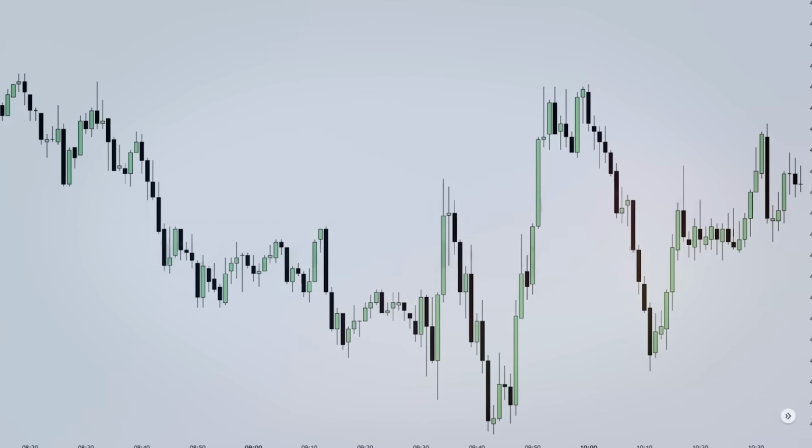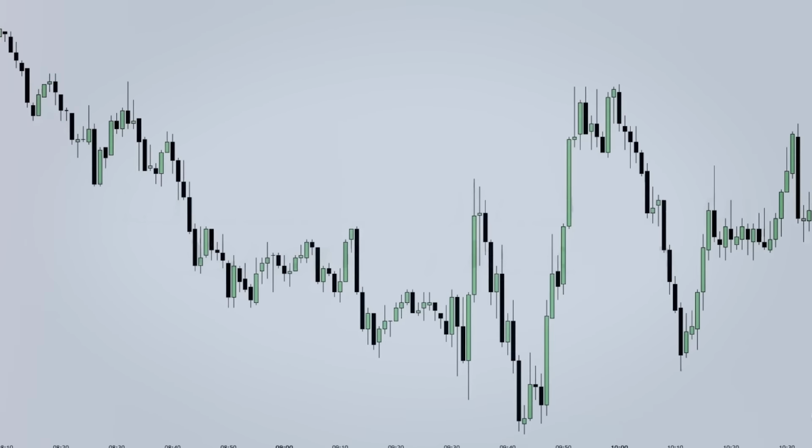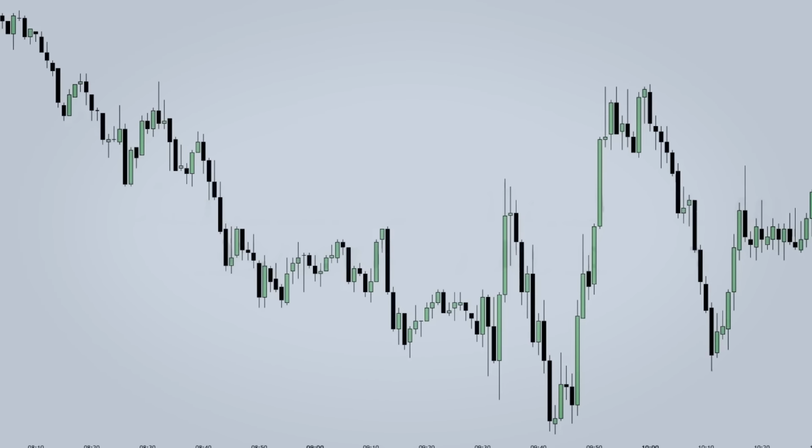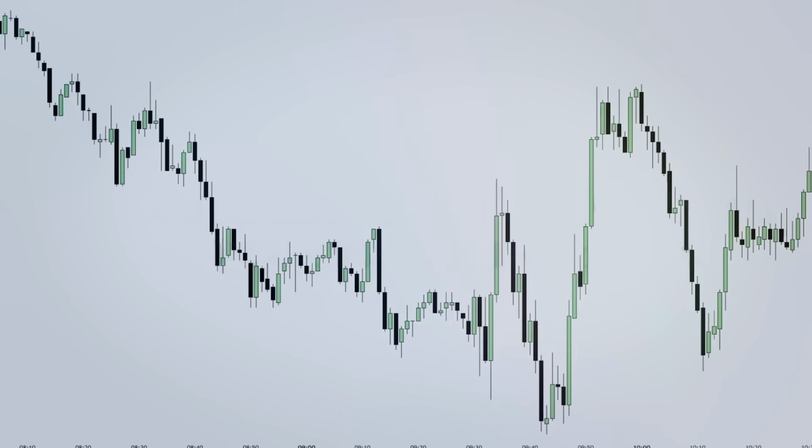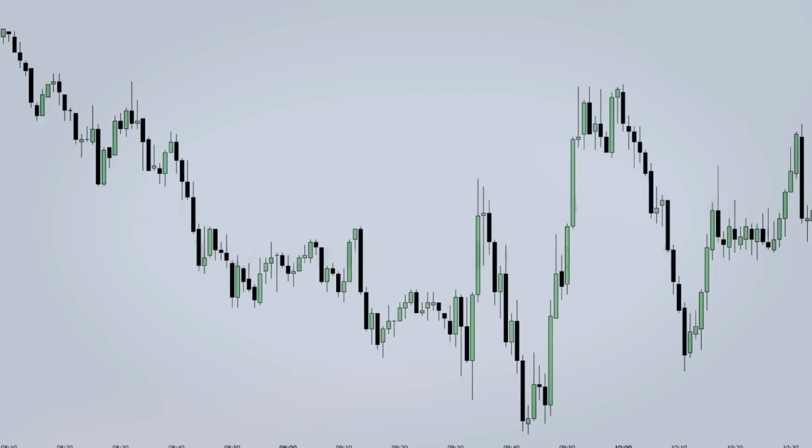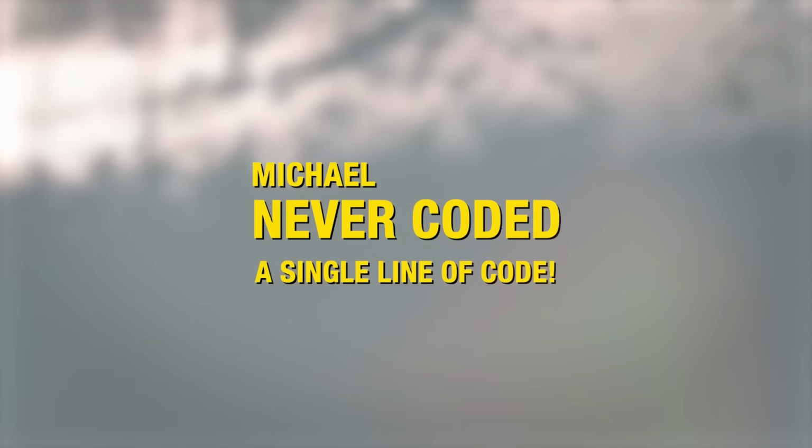Algorithmic theory is based on time and price. Now, time and price, when I wrote this algorithm, coding it. But the real truth is that Michael never coded a single line of code.